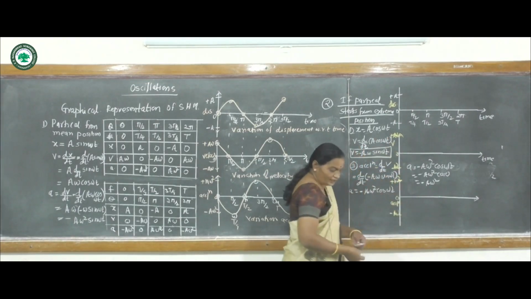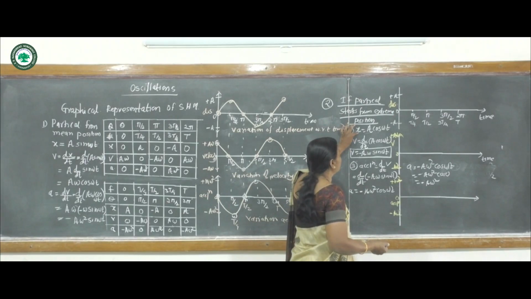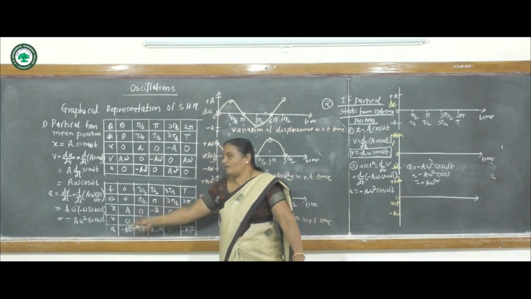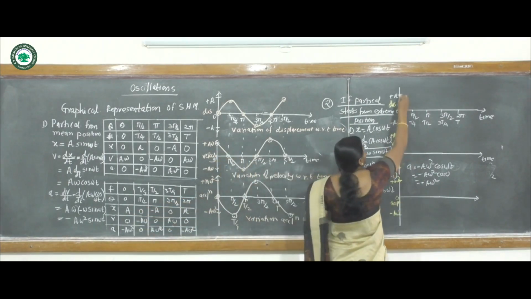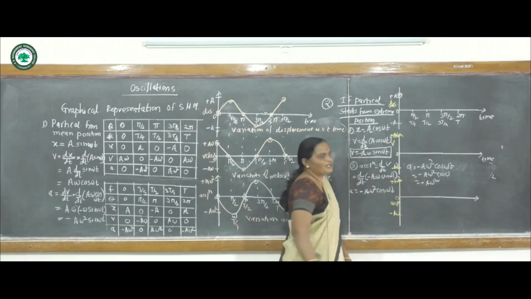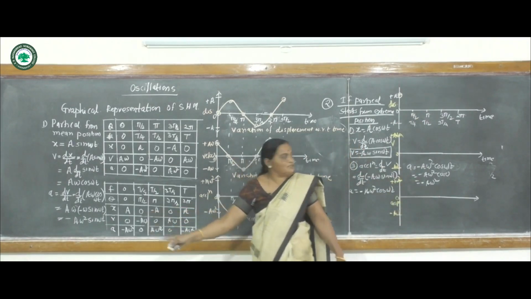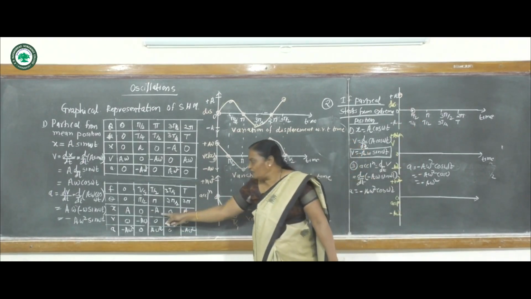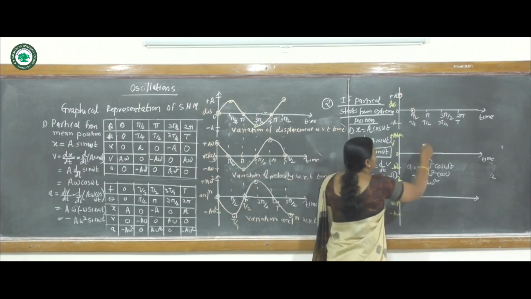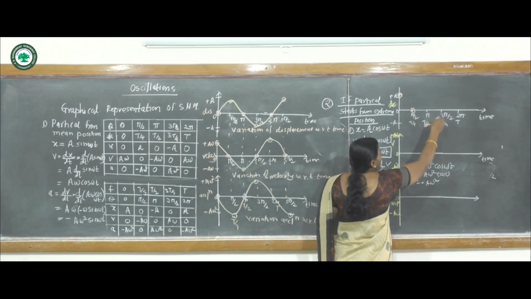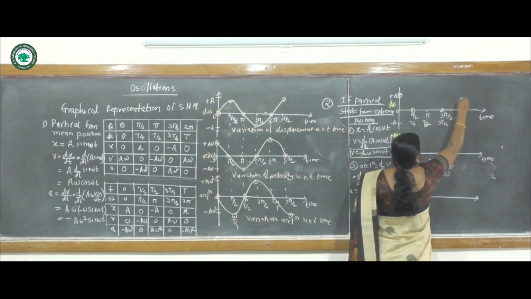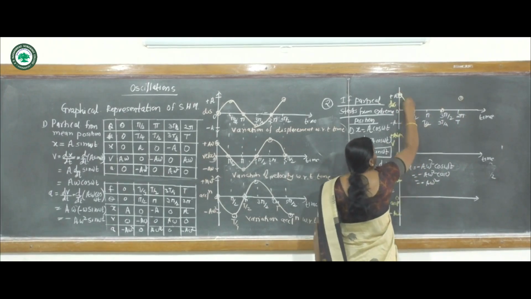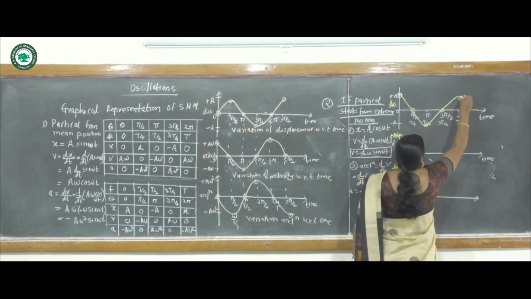Now initially we find the values for displacement. The displacement varies. The initial value is a, that is maximum. Then displacement becomes 0 at pi by 2. Then displacement at pi is minus a, and then it is 0, then it is plus a. Then if we draw the graph, the graphical representation is like this.